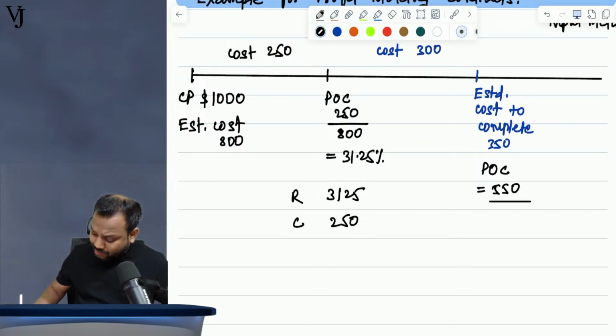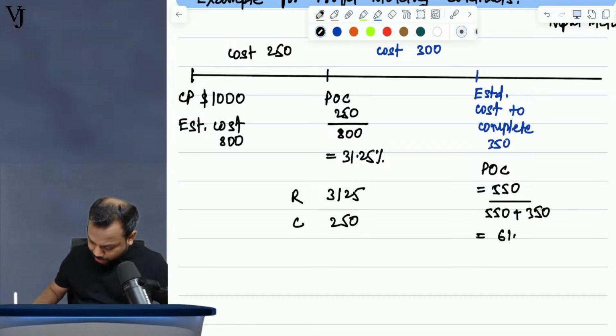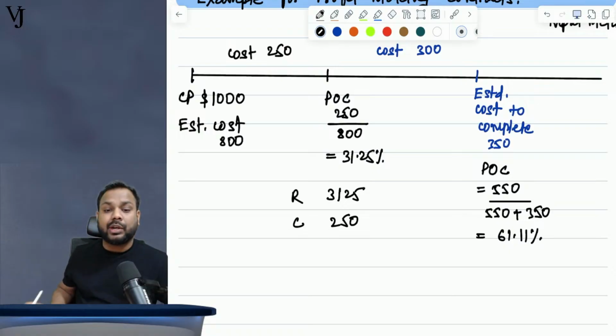divided by what is the total cost? So cost incurred so far plus cost that will be incurred in the future. How much? 550 divided by 900. It becomes 61.11 percentage. This is your percentage of completion.